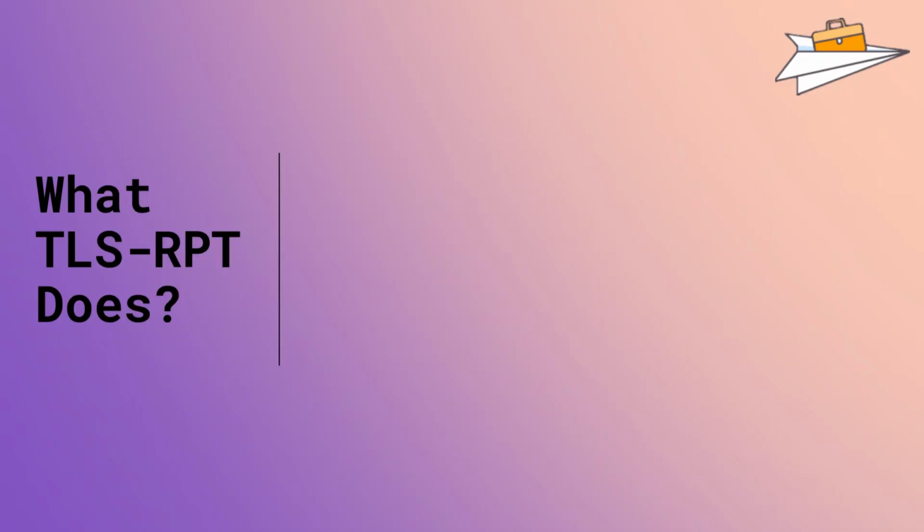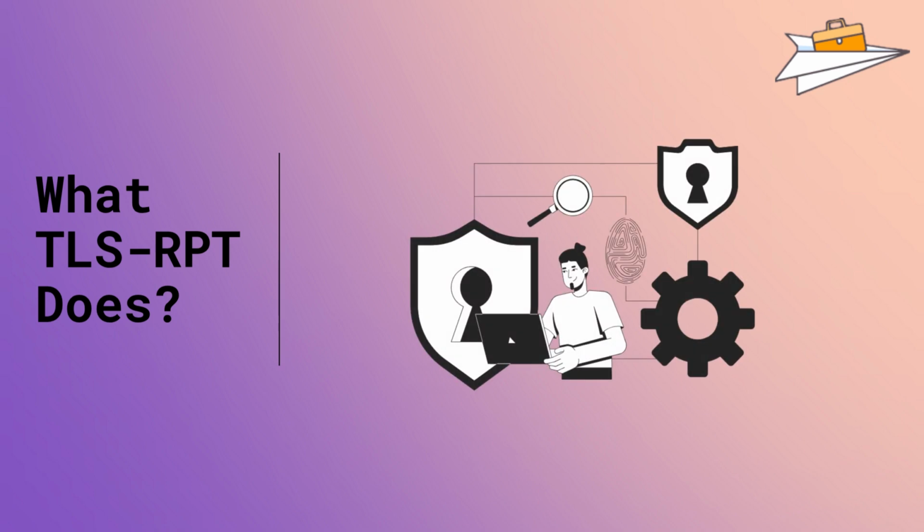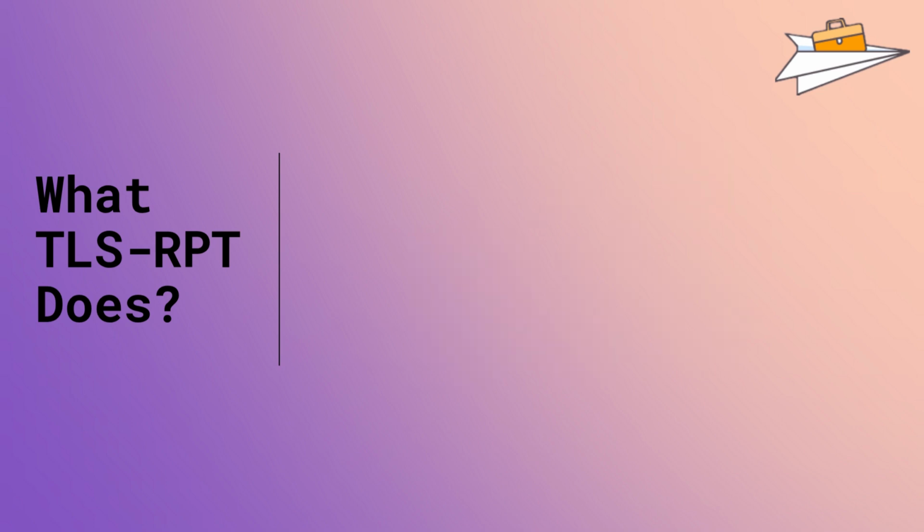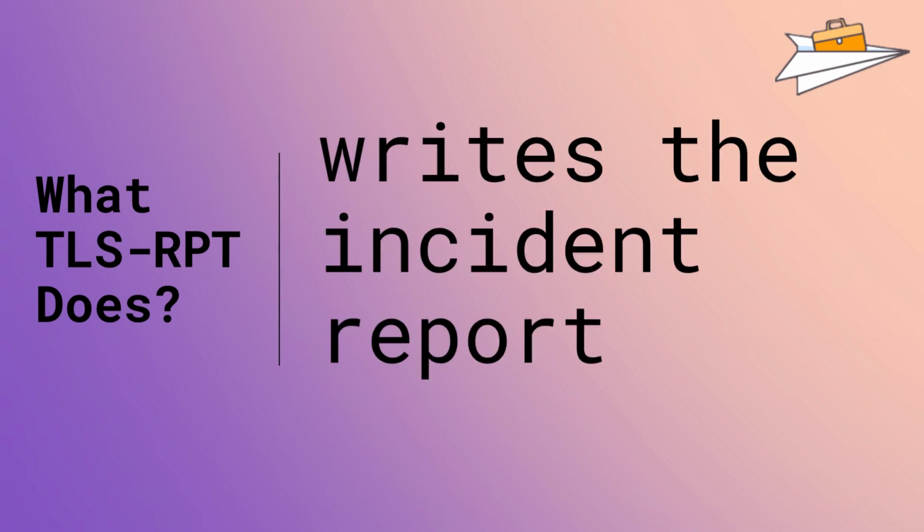What does TLS-RPT do? TLS-RPT doesn't encrypt or enforce anything by itself. Think of it as your security analyst. It watches, logs, and reports on what happens when your messages move across the internet. If MTA-STS and DANE are your bodyguards, TLS-RPT is the one writing the incident report. It's the layer that lets you know when something's gone wrong, before your customers notice.